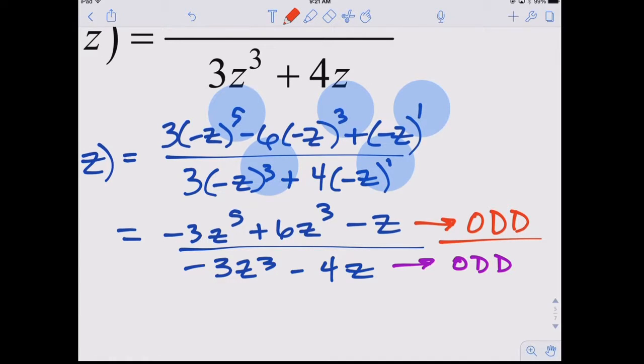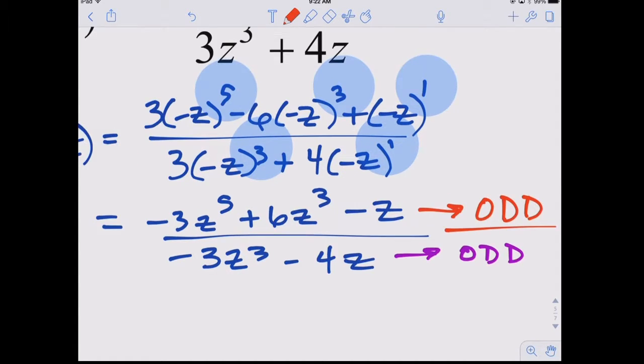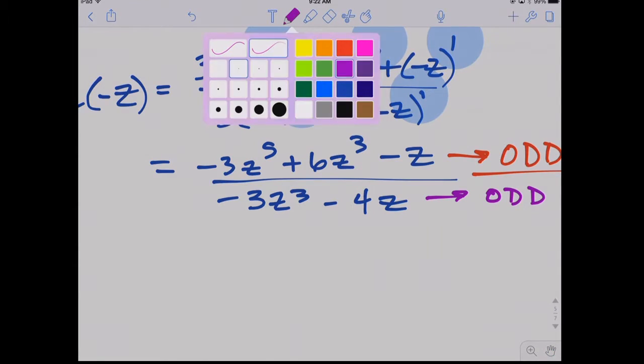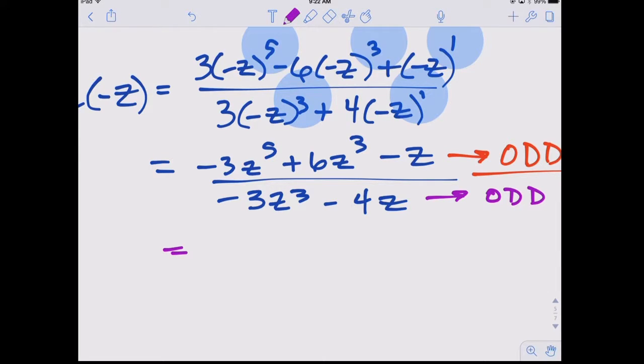You think it's even? You think odd divided by odd is even? Based on what criteria? Yeah, keep going. They divide. Yes, that's exactly right. All the negatives that you factor out will divide out. So let's go ahead and do that.